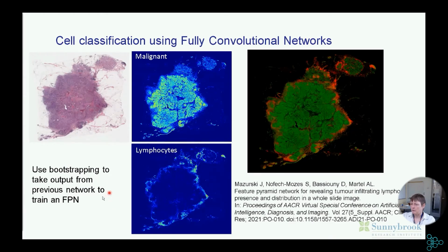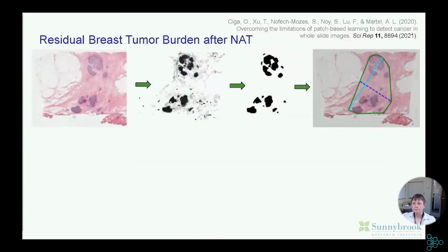So we take the output from the previous network and train a feature pyramid network. This is work by Jonathan Mazurski, a master's student in my lab. And he can now, in, I think it's about half an hour it takes at the moment, go over a whole slide image and generate these really quite beautiful maps of malignant cells and lymphocytes and create these color overlays. But it shows that sometimes you have to take a tiered approach. You have to leverage. So we could never have got a pathologist to annotate at this kind of scale. So what we do is we use a previous network, use that to generate labels, and then bootstrap to get our better labels at a bigger scale.